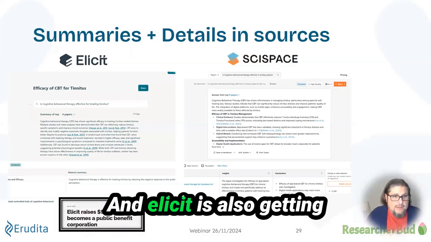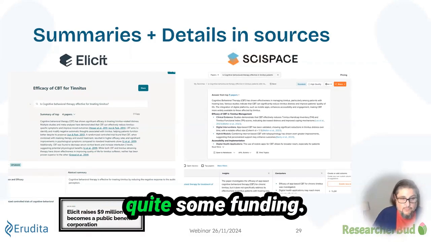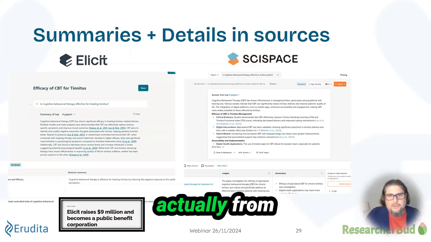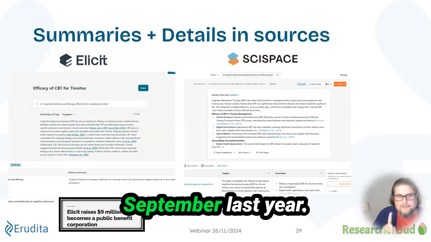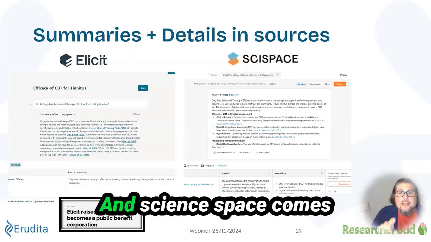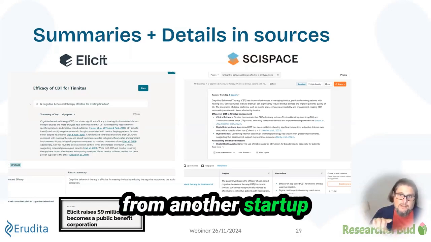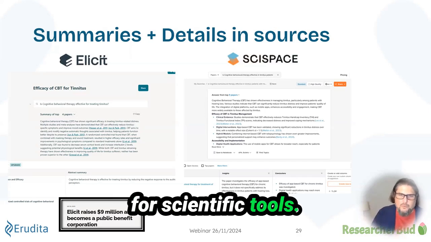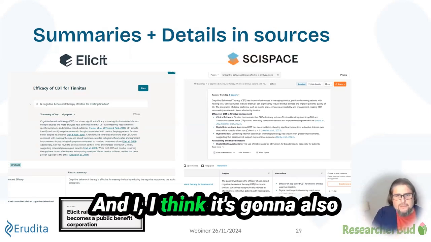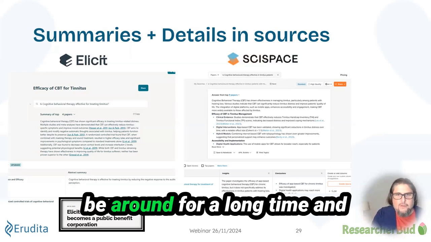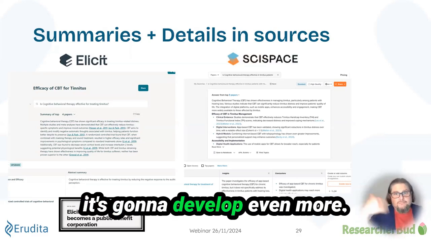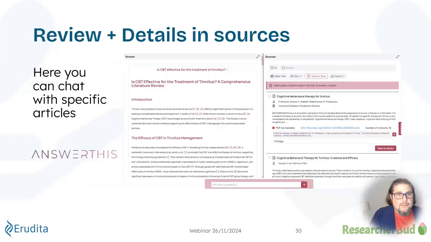And Elicit is also getting quite some funding. This is from September, actually. From September last year, sorry, I didn't see that. And SciSpace comes from another startup for scientific tools. I think it's also going to be around for a long time, and it's going to develop even more.